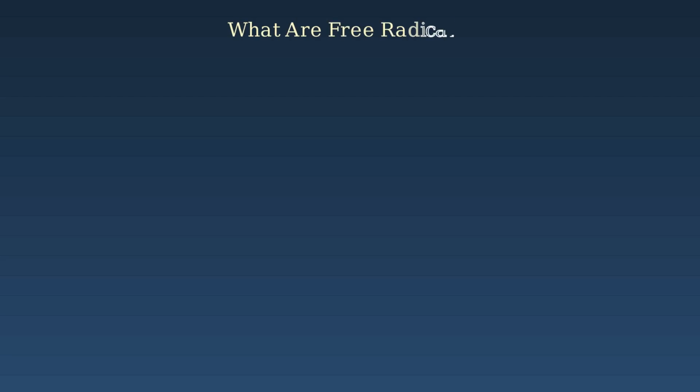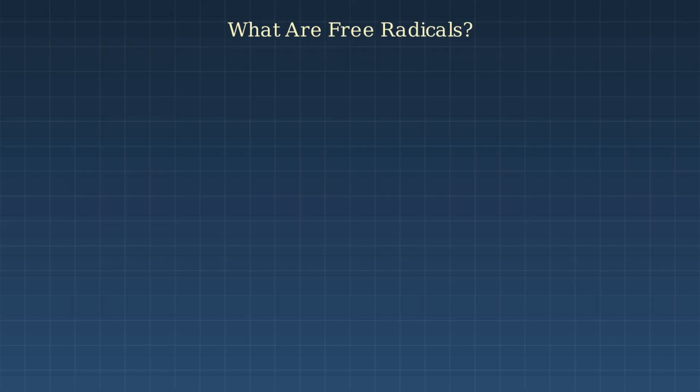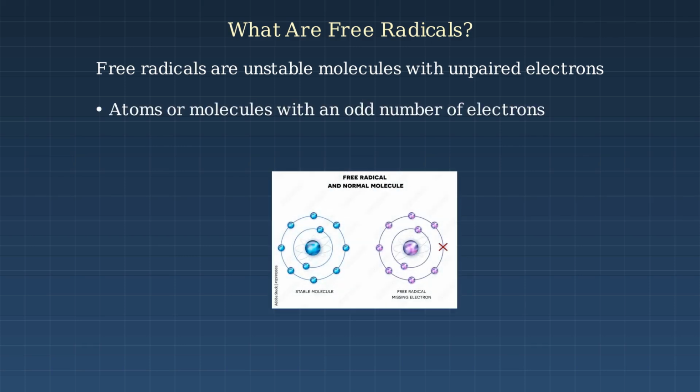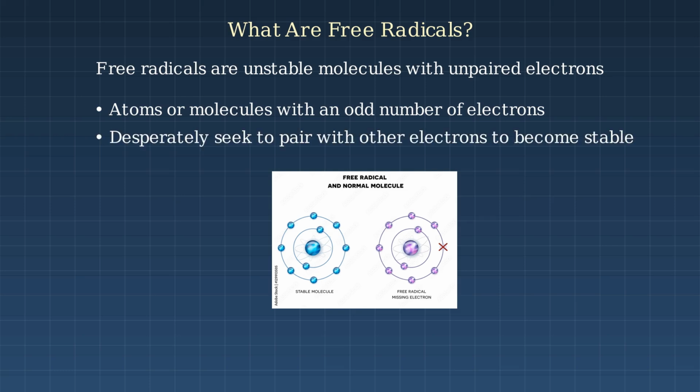What are free radicals? These mysterious molecules are at the center of many discussions about health and aging. Free radicals are unstable molecules with unpaired electrons, which makes them highly reactive. At their core, free radicals are atoms or molecules with an odd number of electrons. Unlike stable molecules that have paired electrons, free radicals desperately seek to pair with other electrons to become stable.